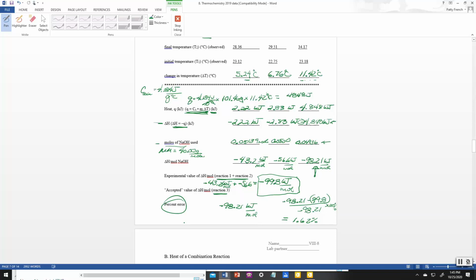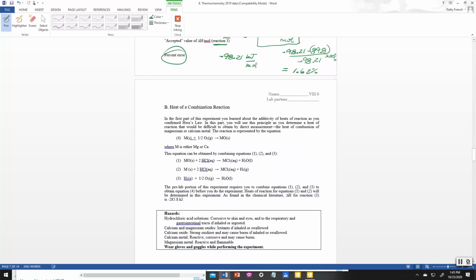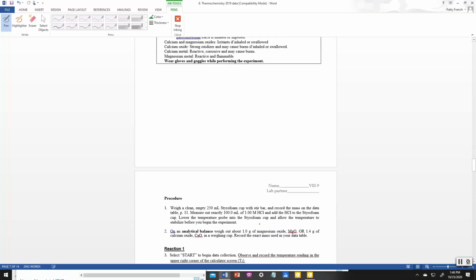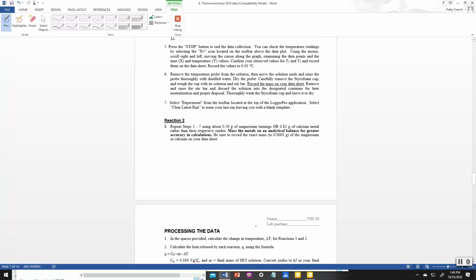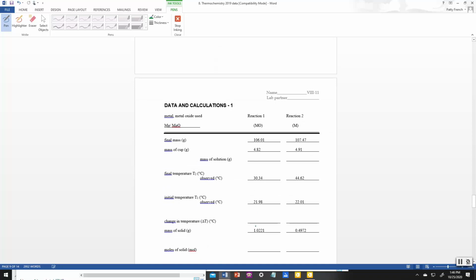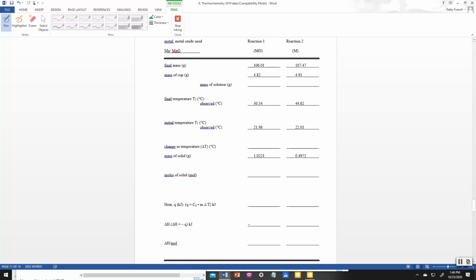So we got done that, and that was fun. And then we went on to heat of a combination reaction. And in your pre-lab lecture, I did this with strontium. And so we're just going to go ahead and do the experimental data again from a few years ago, and then do the calculations. Magnesium and magnesium oxide was used for this particular experiment. Of course, you may have calcium or calcium oxide, depending on which station you're at.